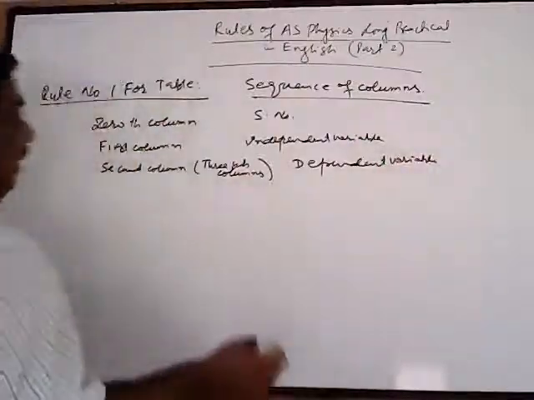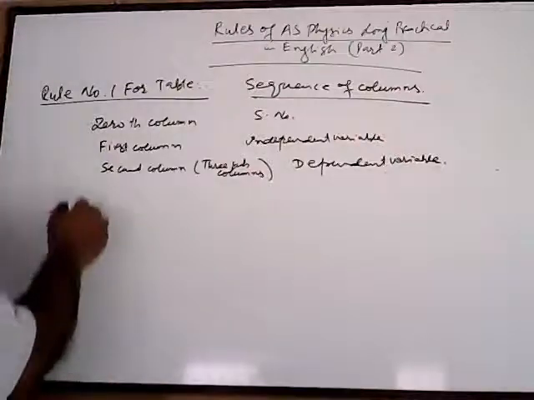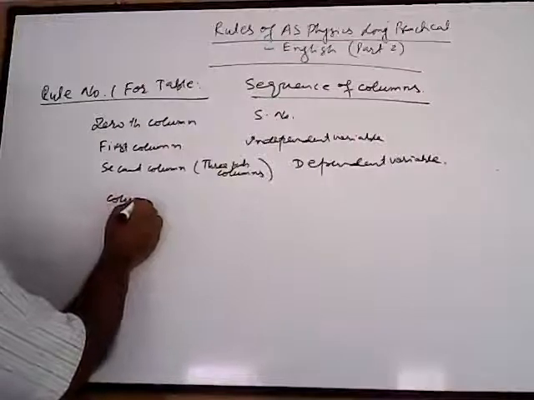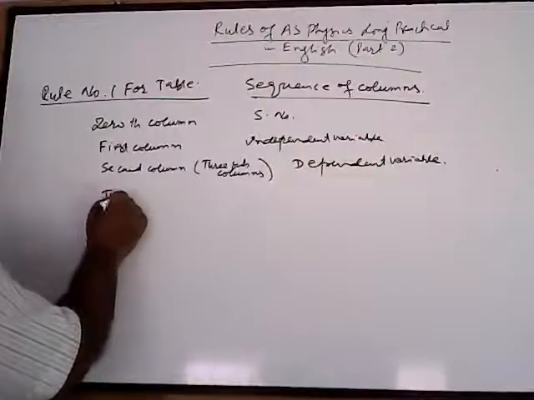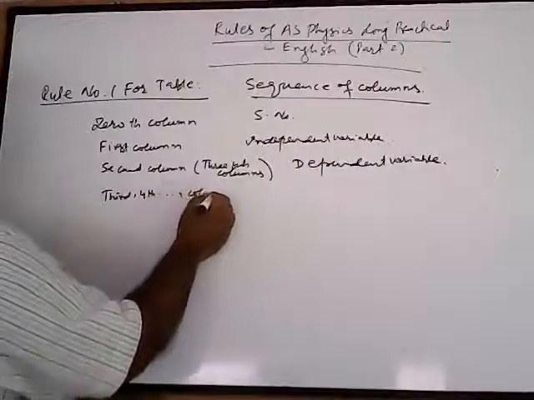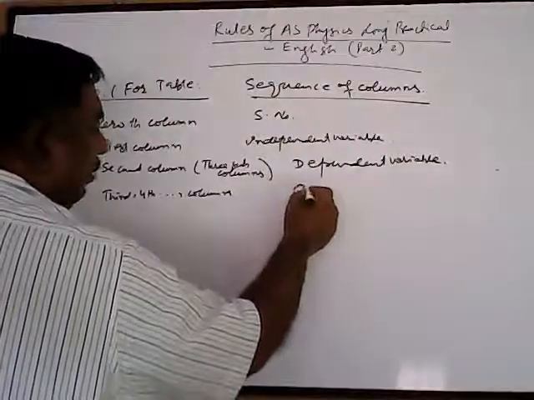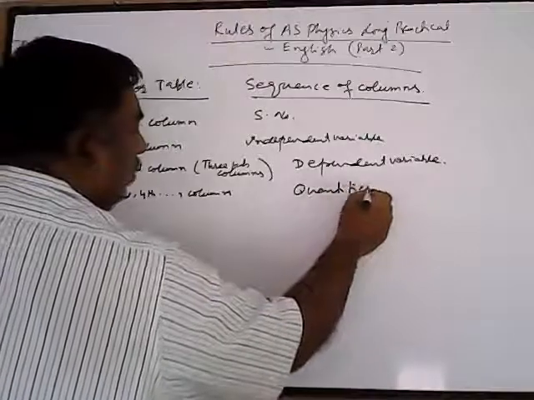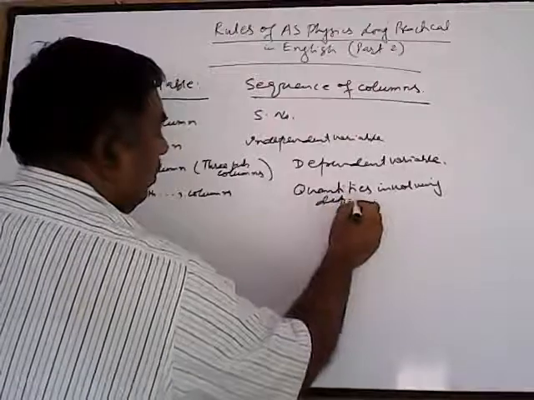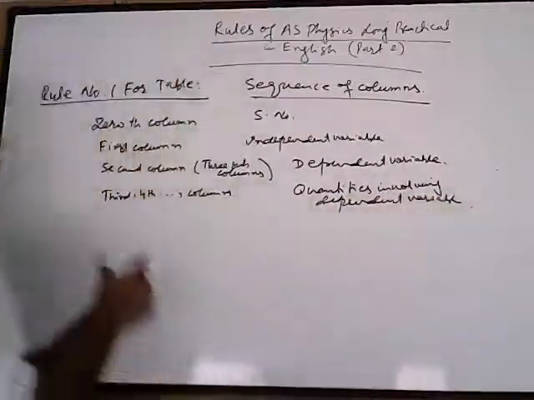And in a physics table, we usually do not calculate things directly. Each thing is calculated independently. So after that, there will be many columns. Second, it can be third, fourth, or as the case may be, columns. They will be of the quantities involving the dependent variable. You can have a third or fourth column of quantities involving the dependent variable.